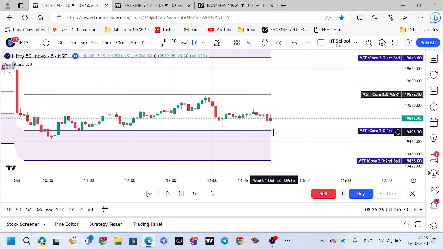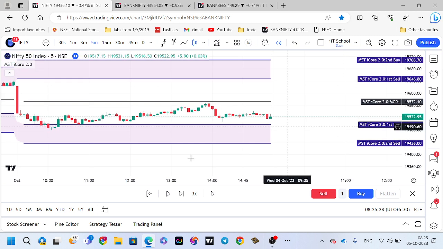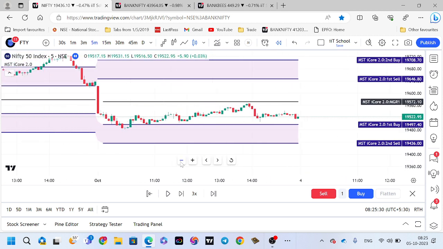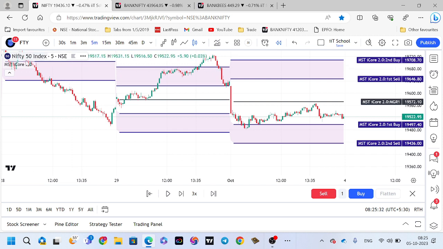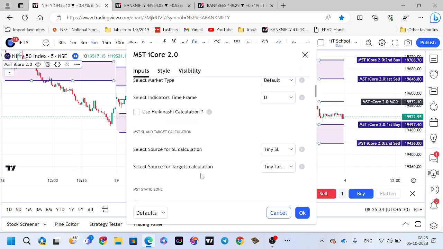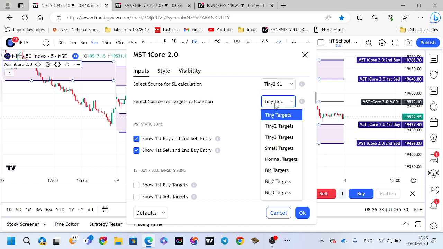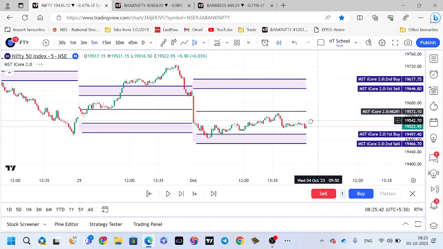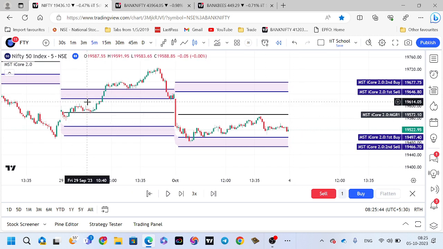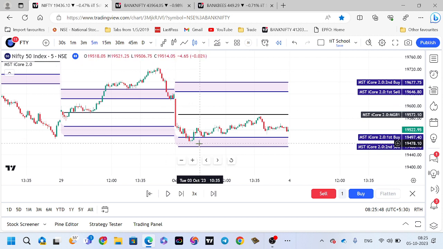The only thing what I will do, I will just reduce my stop loss. Instead of having tiny SL, I will reduce my stop loss. I am going to reduce here to tiny 2 and tiny 2 targets. Now this is previous day: sell activated, SL hit, buy activated, targets hit. This is yesterday: exactly buy activated, 2 targets hit. And today market is just open.